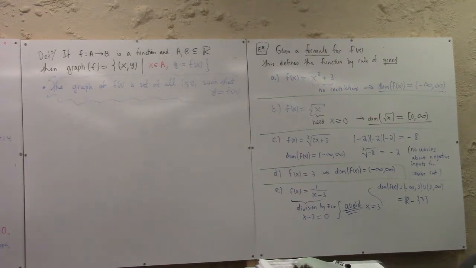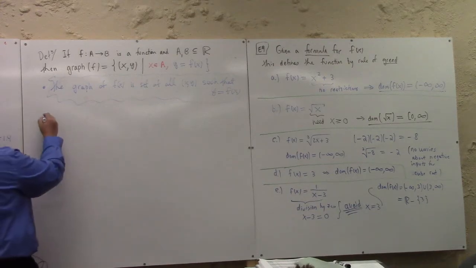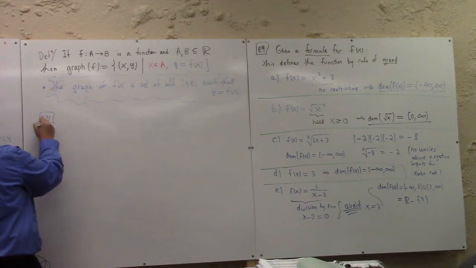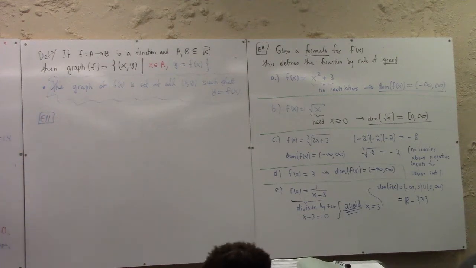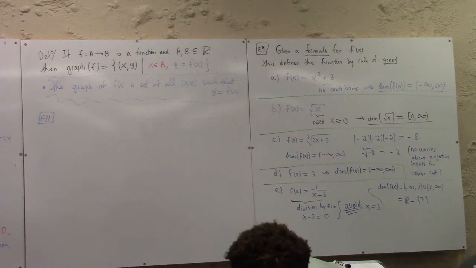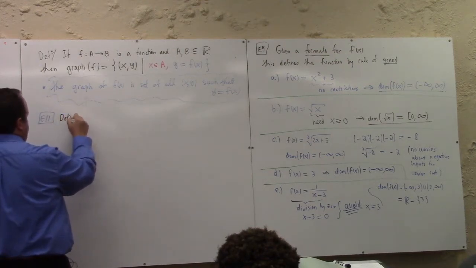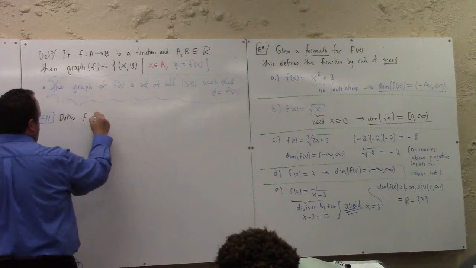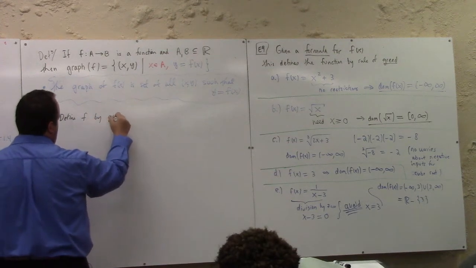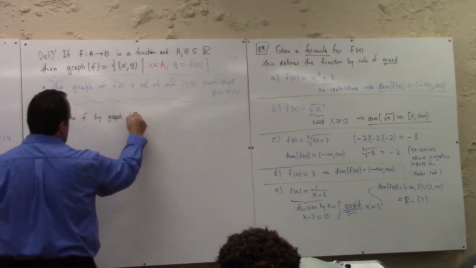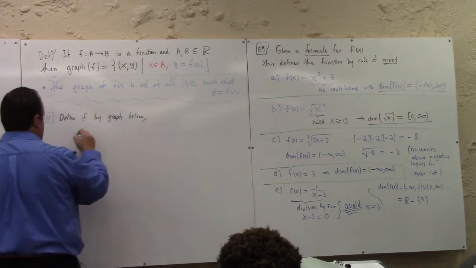Let's see here. So my example 11, I guess, I can draw you a picture, right? And I can actually define a function by its graph. So you can define f by the graph below. And so here it is.